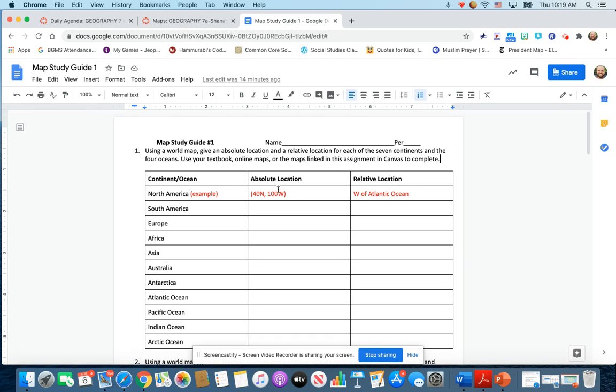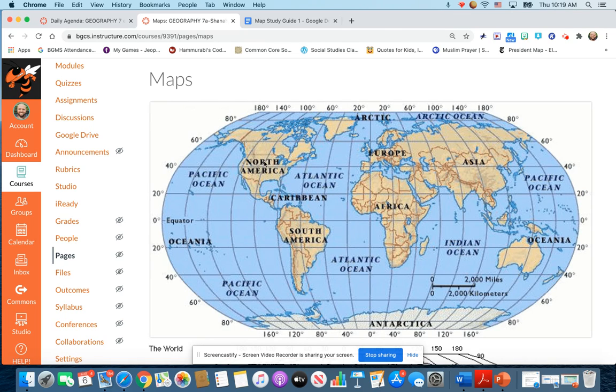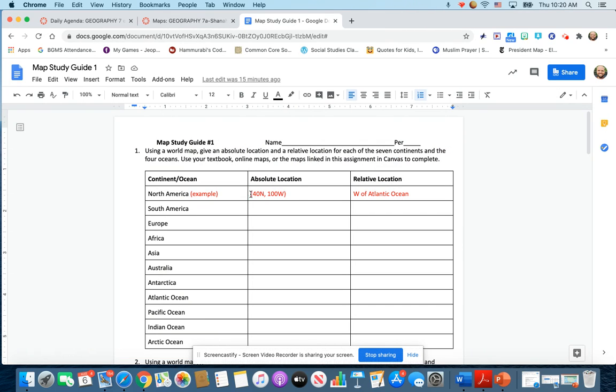So back to the map study guide. The example that's already been done for you is North America. For the absolute location, we have 40 degrees north, 100 degrees west. So how did we find that? If we look at North America right here, all you have to do is look over to the left and we see 40 degrees. Now, how do I know it's 40 degrees north? I know it's 40 degrees north because the equator is here, and if we're traveling up on the page, we're traveling north on the page. So we have 40 degrees north. Go back to North America, follow the curved line to the top. We have 100 degrees west because we are west of the prime meridian. So you type that in like this, 40 north, 100 west.